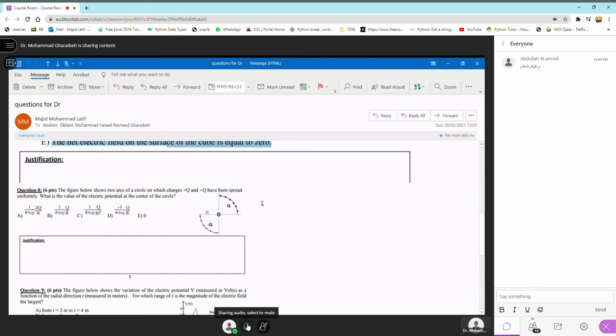You have to do the integration. K dq over R, where dq is lambda ds, and ds is R d theta. Do the integration from 0 to 90 degrees for the positive, and the other one put as a negative with whatever is the charge. And remember that lambda is Q over the arc length, which is R pi over 2.